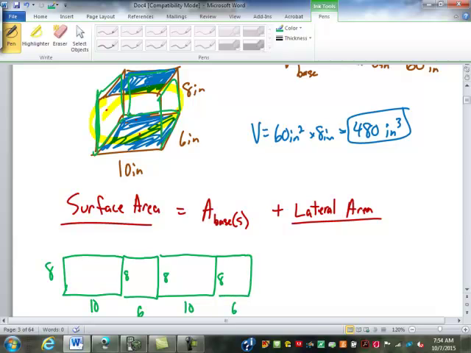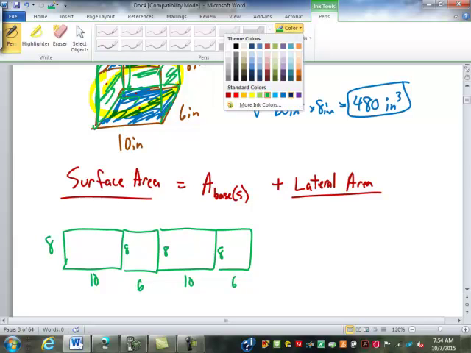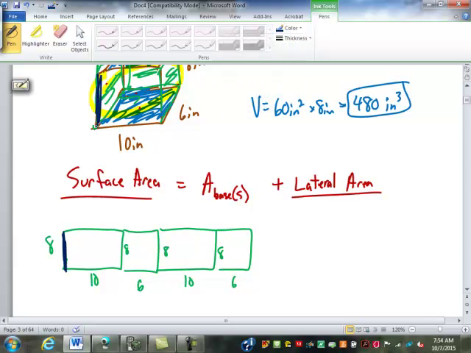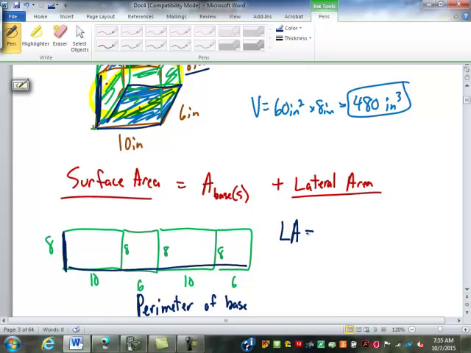So what I've done is I've taken all 4 of those rectangles that make up the lateral surface, the surfaces that connect the bases, and I've folded it out into one long rectangle. The height of this rectangle is still just the height of the box, the 8 inches. The length of this rectangle is the 10 plus 6 plus 10 plus 6, or simply the perimeter of the base. So the lateral area, abbreviated LA, is equal to the perimeter of the base times that height, or that distance.